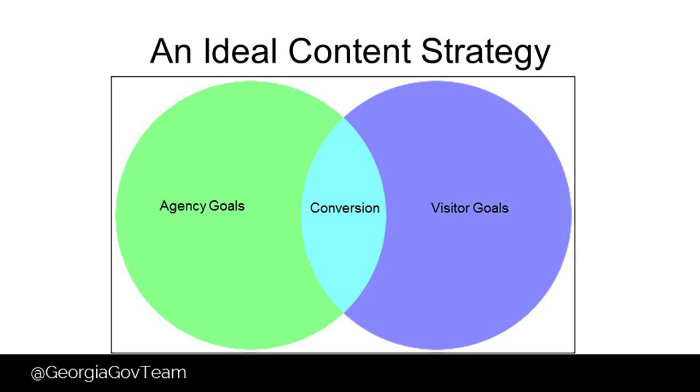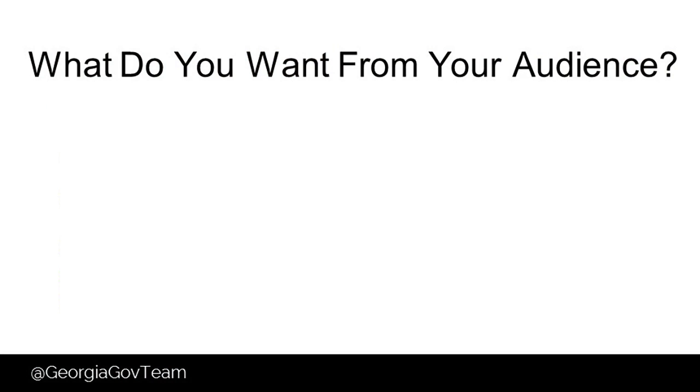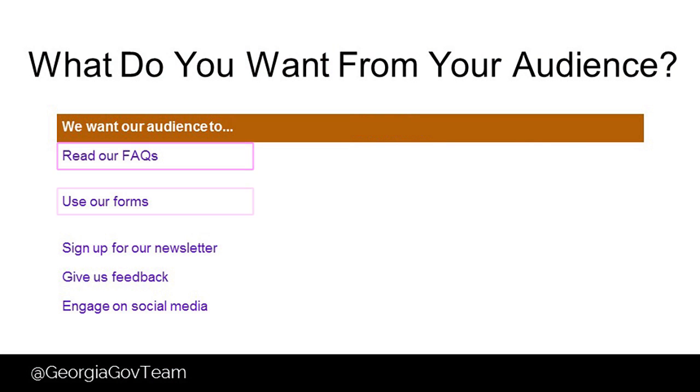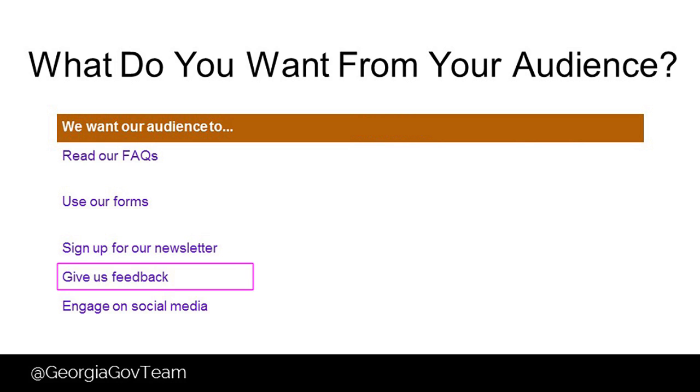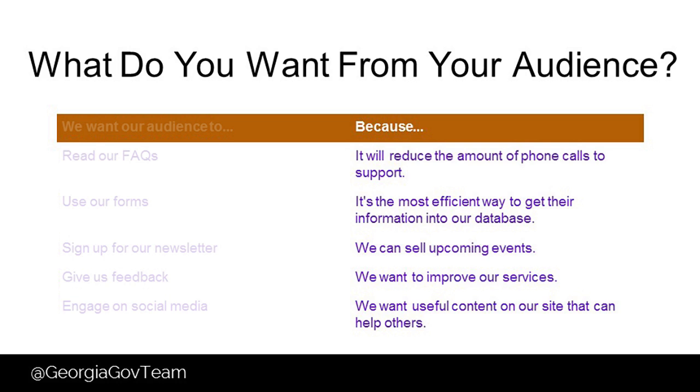This is an ideal content strategy. You have your agency goals. You have your visitor goals. They came to your site for something. And then you have what we call conversion, which is that sweet spot right there in the middle. Now, I realize this isn't like e-commerce. We're not like an affiliate marketing summit, one-on-one or anything. But you have goals, and you want people to take a certain action on your site. Read our facts, use our forms, sign up for our newsletter, give us feedback. Maybe you want them to engage on social media. Why? Because these are your business goals.